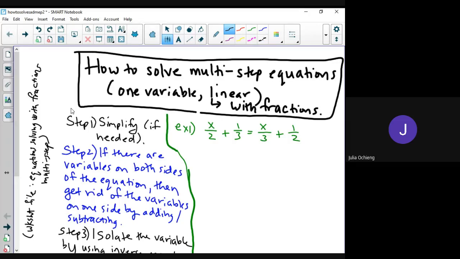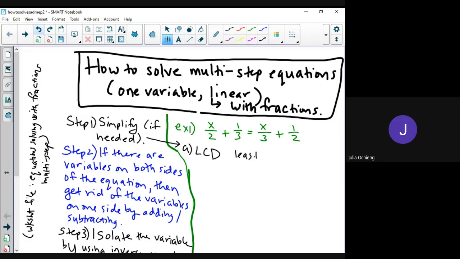So step one of solving any equation is to simplify if needed. And if you're not feeling very friendly with fractions, then you're going to find it necessary and very needed to get rid of those fractions. So I'm going to kind of expand on step one specifically for fractions. So to get rid of fractions, part A of that step, the first thing you're going to do is find the common denominator. We call that an LCD for the least common denominator.